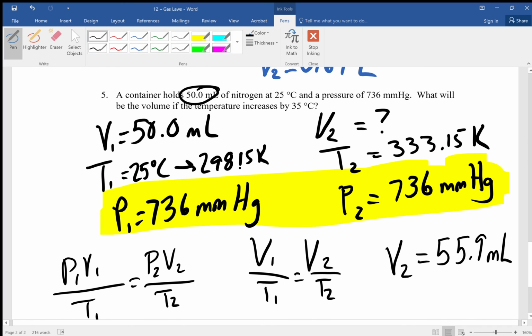All right, so that's our practice on our first few gas laws. And now we'll pick up in the next video, looking at the ideal gas law.